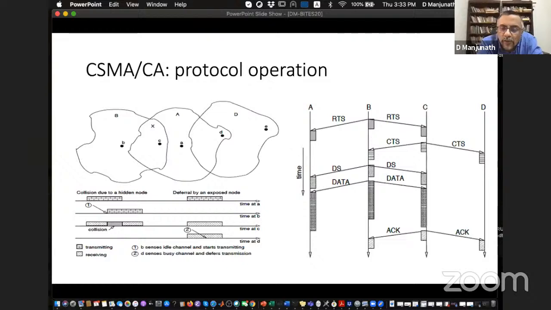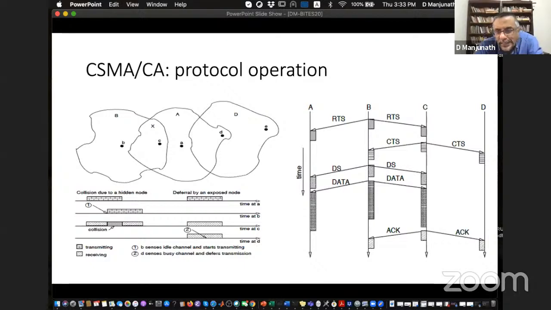A knows that a transmission has begun, but because it has not heard the CTS, it knows that it is potentially just an exposed node and it can begin transmission to somebody else, but not to D. It should not disturb B's transmission. Basically, that's all it knows. But if it is not disturbing B's transmission, it can transmit to somebody else.